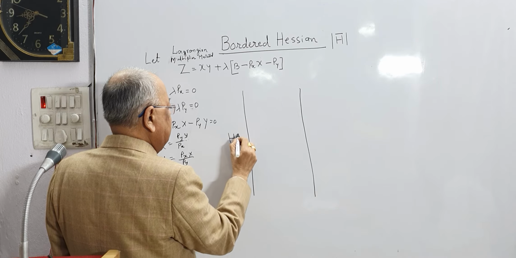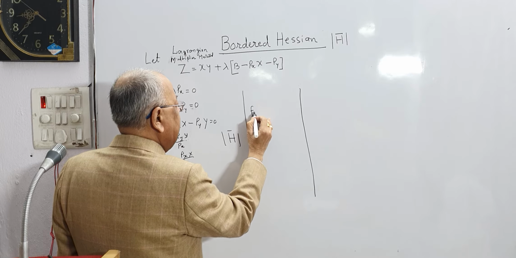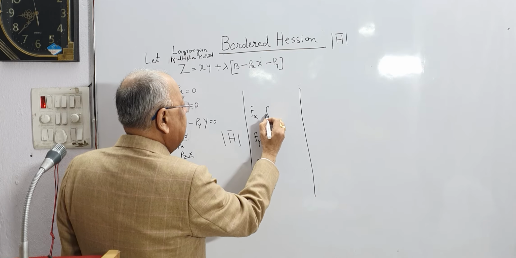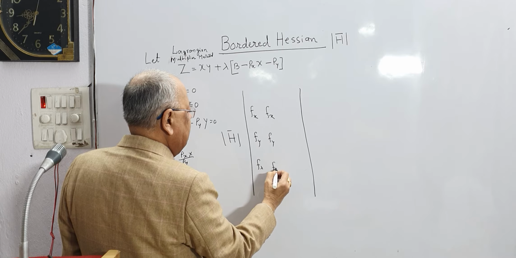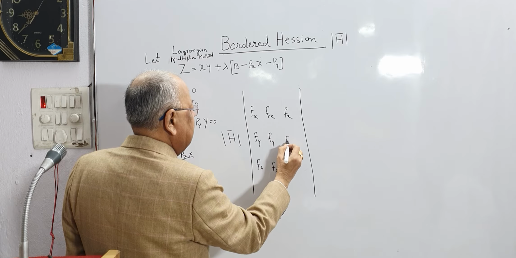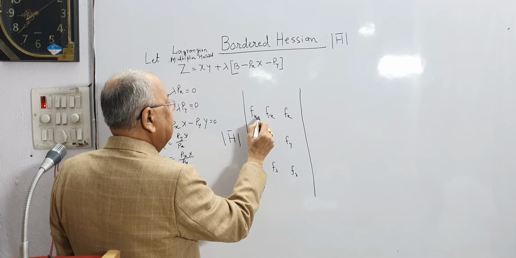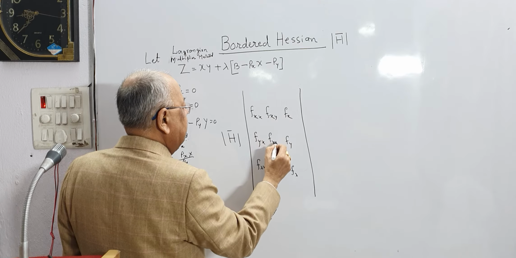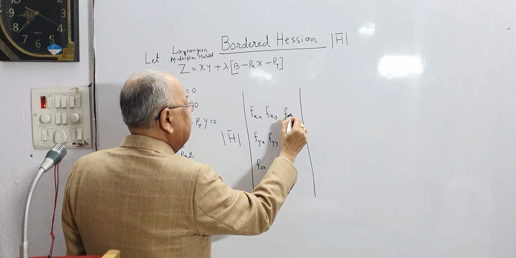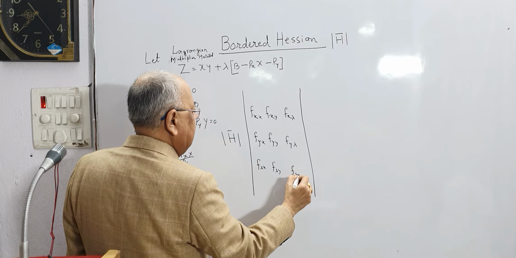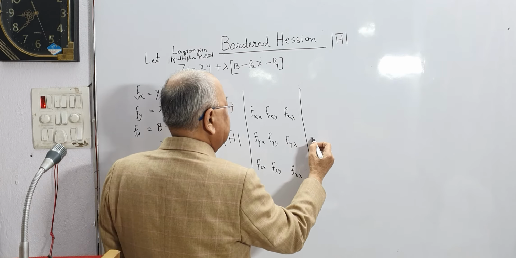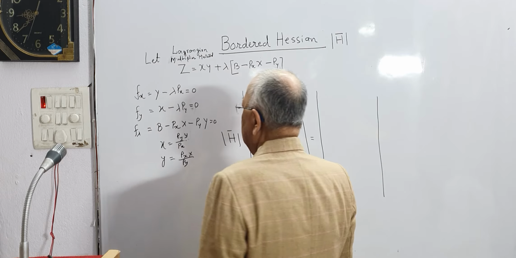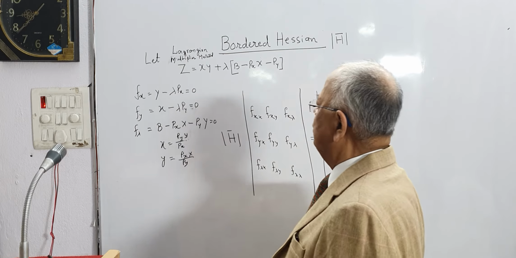For bordered Hessian, we will write down fx, fy, f lambda, fx, fy, f lambda, fx, fy, f lambda. Then we will write x, x, x. We will write y, y, y. We will write lambda, lambda, lambda. Then we will calculate it with this function, first order condition.